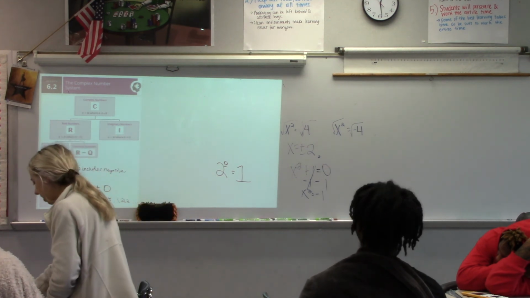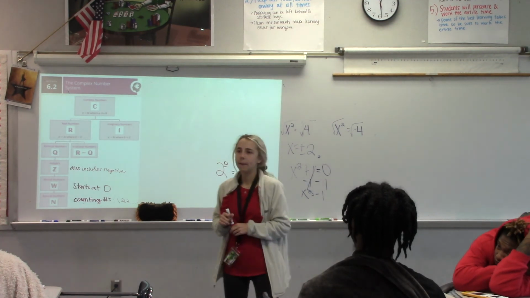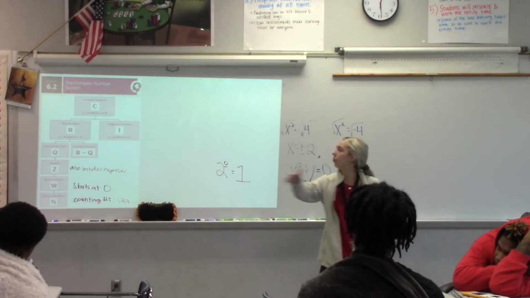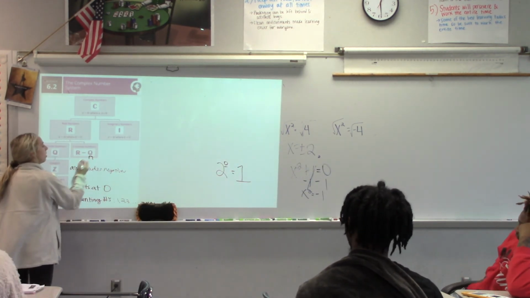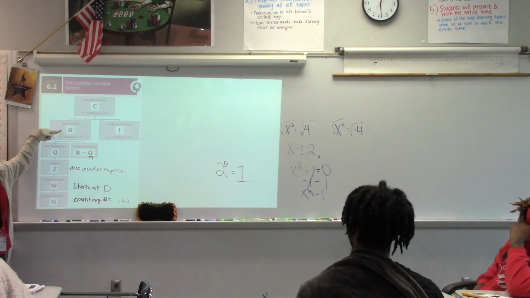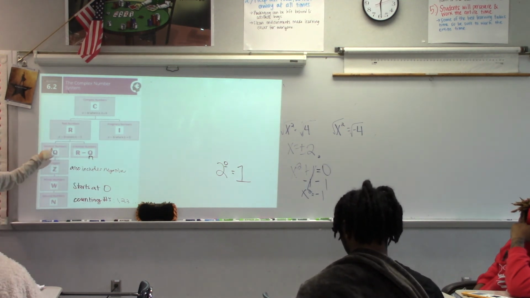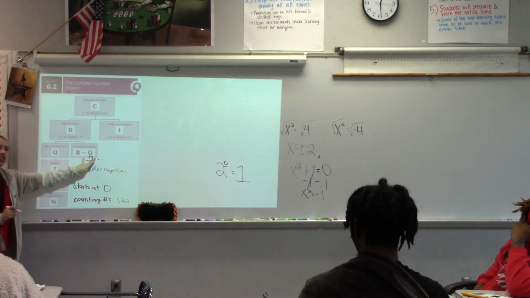Okay, what kind of number is pi? Pi is an irrational number. Is pi a real number? Yes. All real numbers are either going to be rational or irrational.